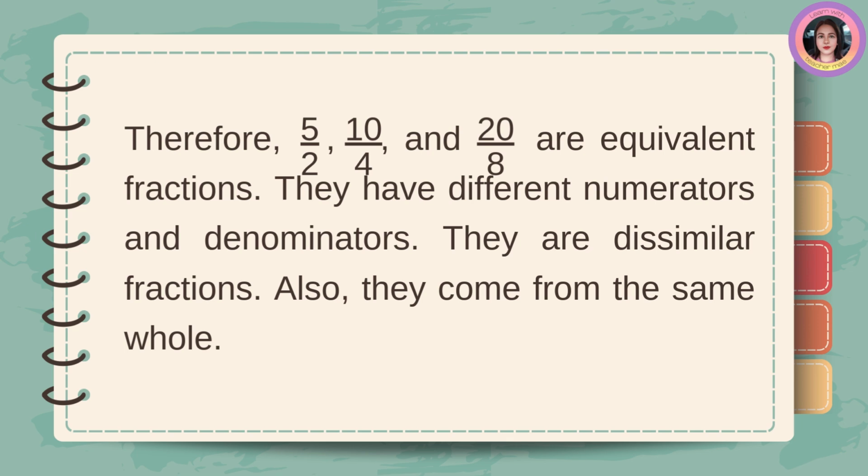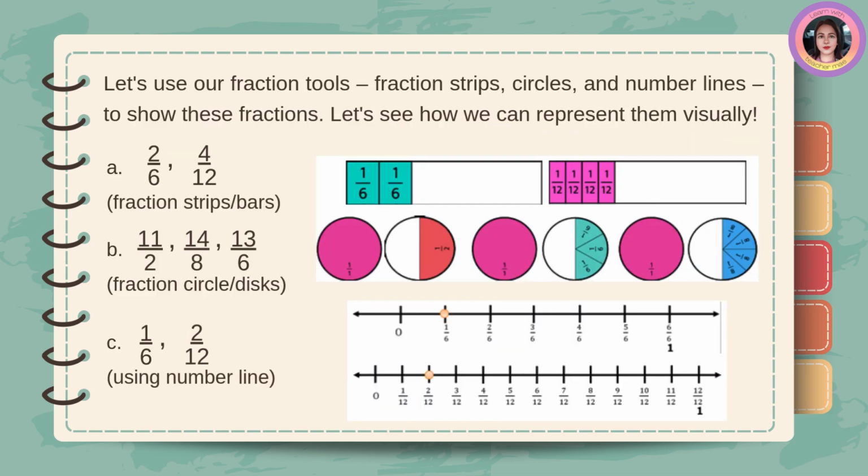Therefore, 5 halves, 10 fourths, and 20 eighths are equivalent fractions. They have different numerators and denominators. They are dissimilar fractions. Also, they come from the same whole. Let's use our fraction tools, fraction strips, circles, and number lines to show these fractions. Let's see how we can represent them visually.